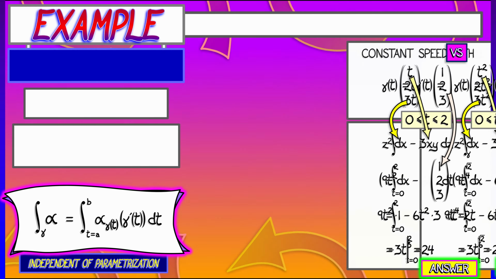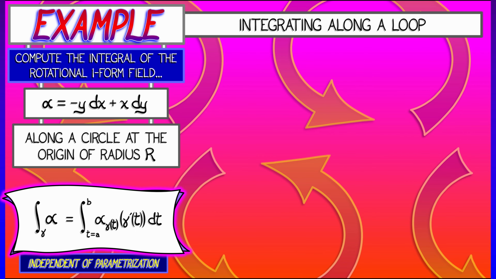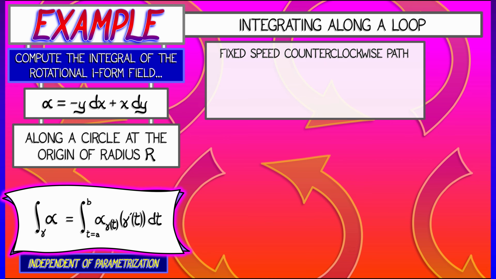Let's turn to a different example, this time integrating along a loop instead of along a path. Consider the rotational one-form field, alpha, given by minus y dx plus x dy. Let's integrate that along a circle of radius r based at the origin. Now, the same formula applies. We just need to parameterize this path. Let's take the typical circular parameterization, r cosine t and r sine t. That is giving us a counterclockwise path as t goes from 0 to 2 pi.